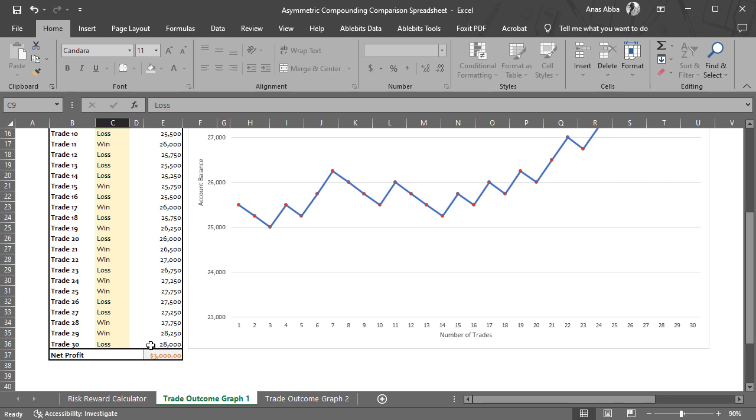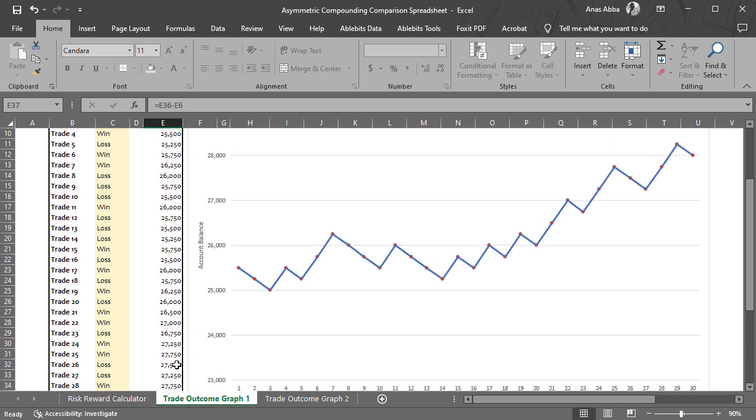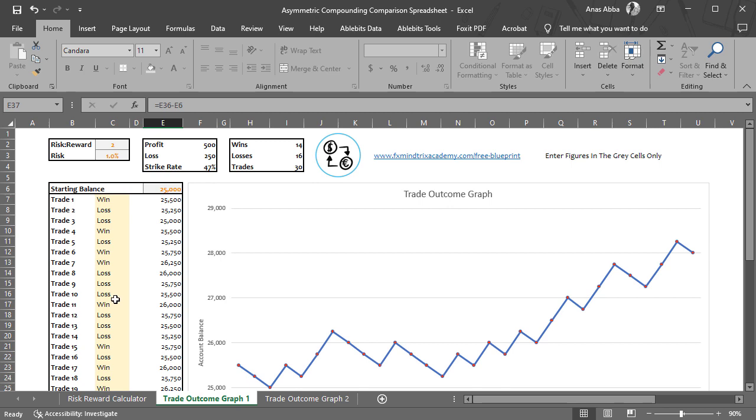Now, at the end of this trade sample size, these 30 trades you took, you're going to end up with a profit of $3,000. Okay? Now, this is a good amount of profit. But like I told you, asymmetric compounding really gives your trading strategy a very, very big push in its return on investment. Okay, so now let's take a look at the same sequence of trades, assuming it's the same trading strategy, but using a different risk management technique, which is the asymmetric compounding. What's the outcome going to look like?